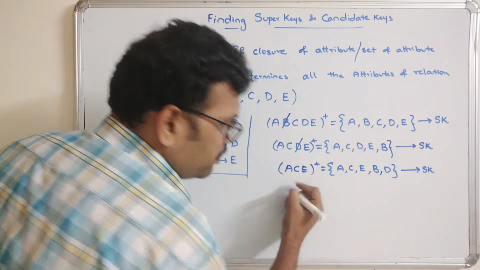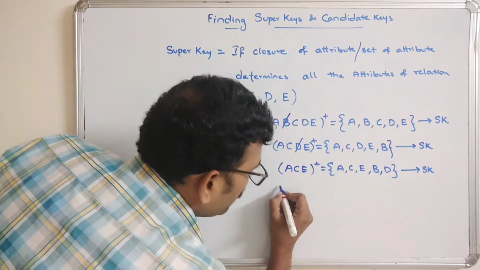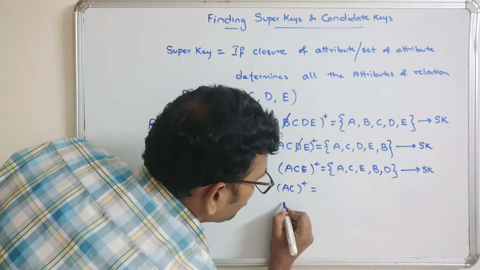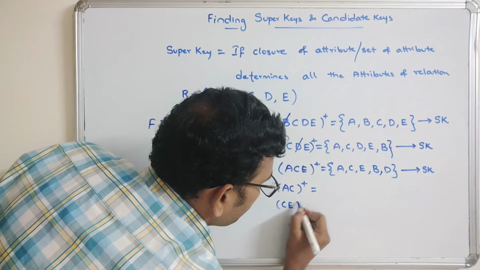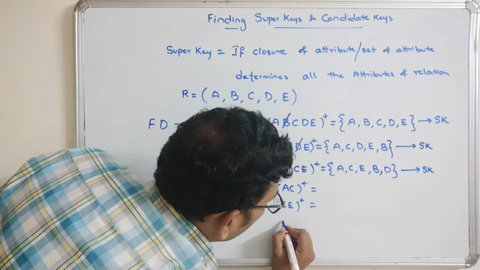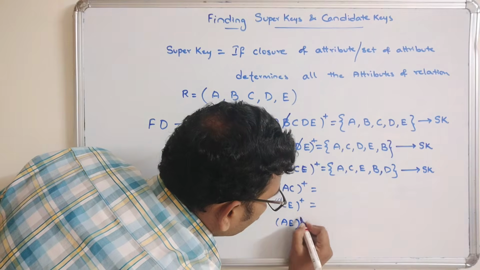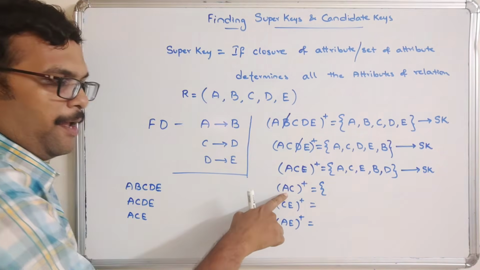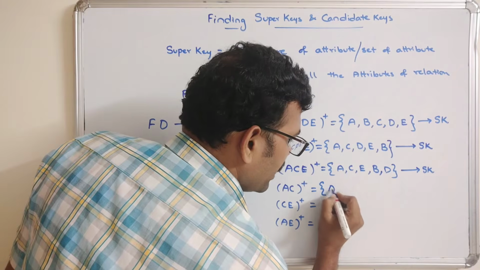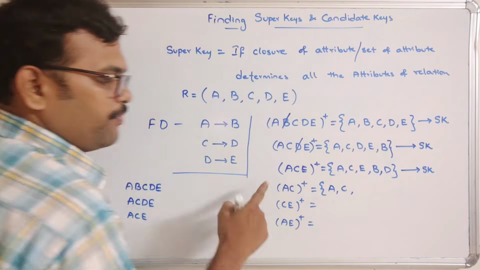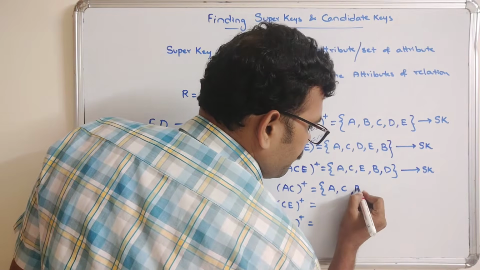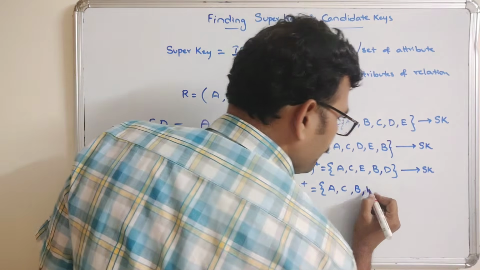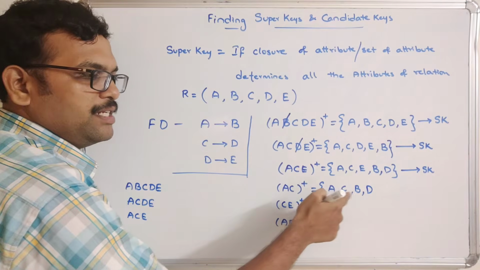So let us take the 3. With 3 attributes we got a super key. Now for 2 attributes, write down the closure for 2 attributes: AC plus, CE plus, and AE plus. If you know A, we can get B. So first let us write the self attributes A comma C. If you know A, we can write B. If you know C, we can get D. Now the resultant set we have is A, C, B, D.